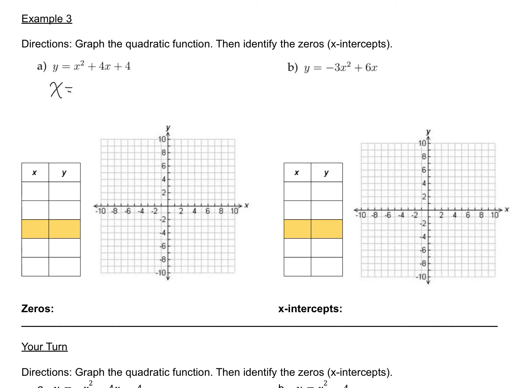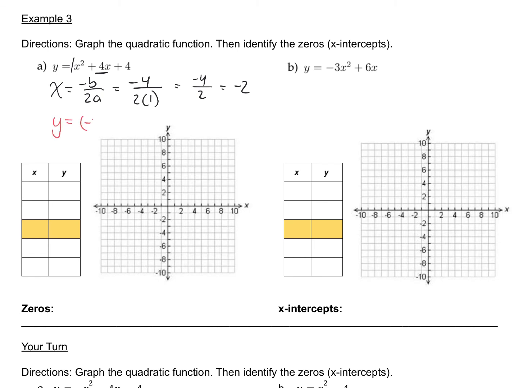So starting with our vertex, negative b over 2a. On this one we have negative 4, that's our b value, over 2 times 1, because that's our a value. Right, so negative 4 over 2, which simplifies to just negative 2. That's our x value of the vertex. Now let's go ahead and plug this in to get our y value.